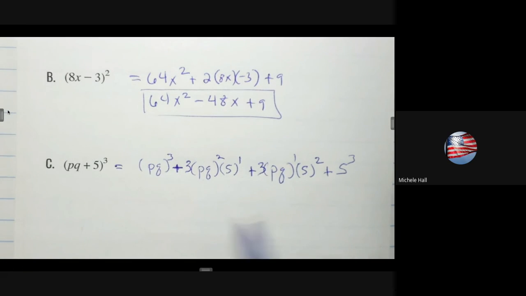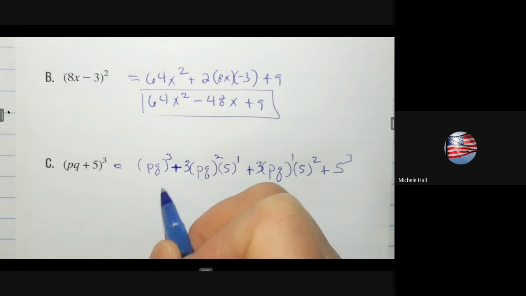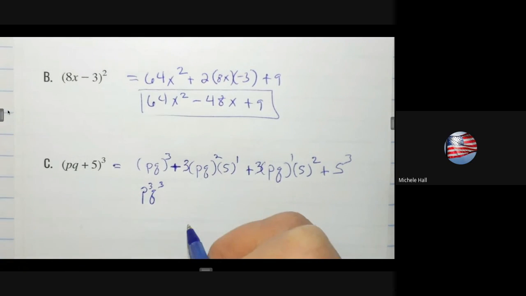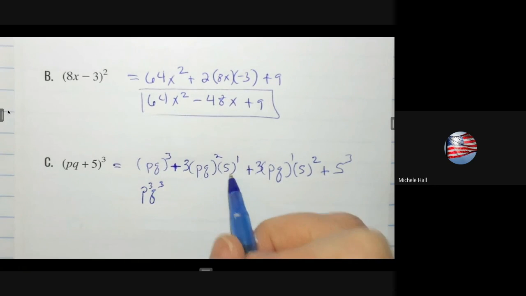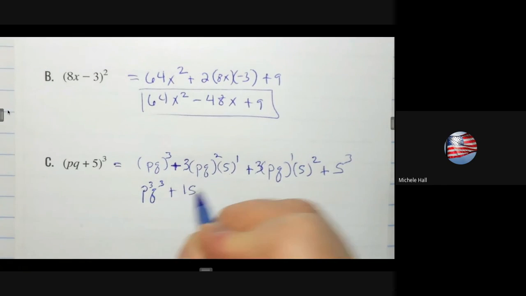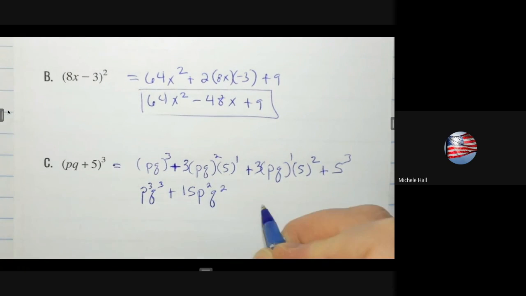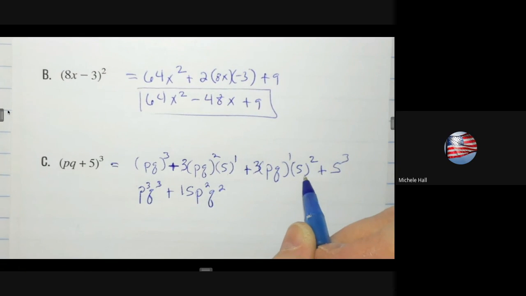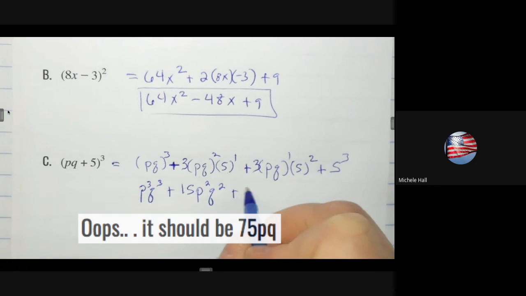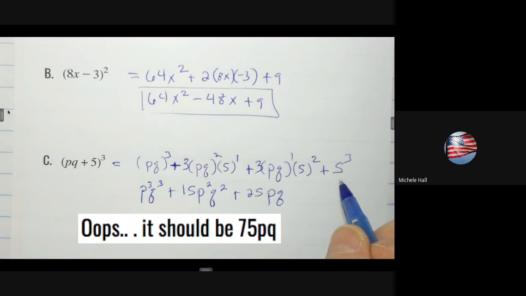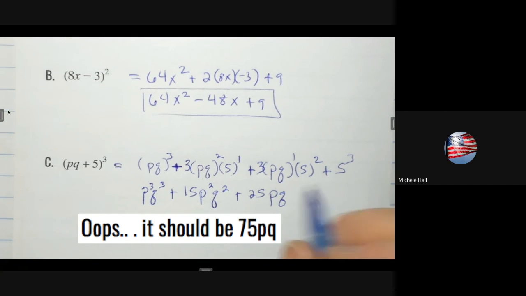All right, let's simplify. We have a product being raised to a power, that's p cubed, q cubed. We have 3 times 5 is 15, and then p squared, q squared. We have 25 times 3, and then pq. And then we have 5 cubed. 5 times 5 is 25 times another 5, 125.